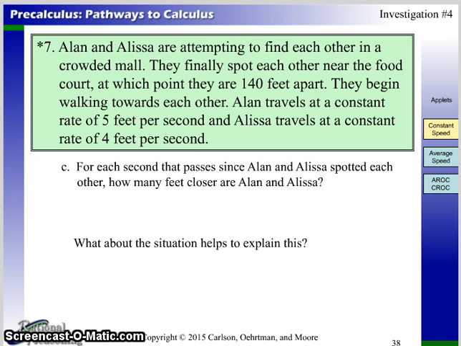Okay, part C. Now for each second that passes since Alan and Alissa spotted each other, how many feet closer are Alan and Alissa? Okay, well, we saw when there was a change in time of 1 second, they drew 9 feet closer together.